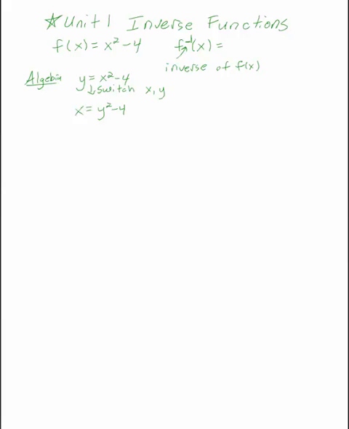Then to find the inverse equation, you have to resolve this for y. So I need to have the y isolated and everything else on the other side of the equation. So I'll start here by adding 4. So I get x plus 4 equals y squared. Square root both sides. Now since I square rooted both sides of the equation, I get plus or minus root x plus 4. So that is the inverse right there. Plus or minus root of x plus 4.